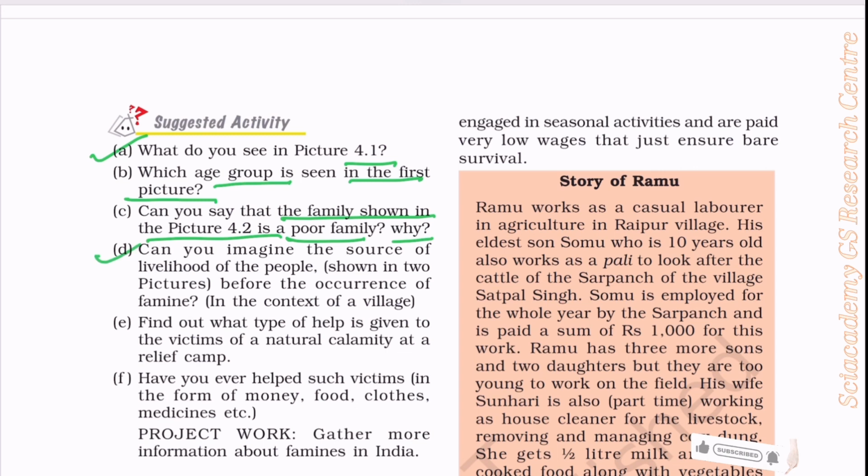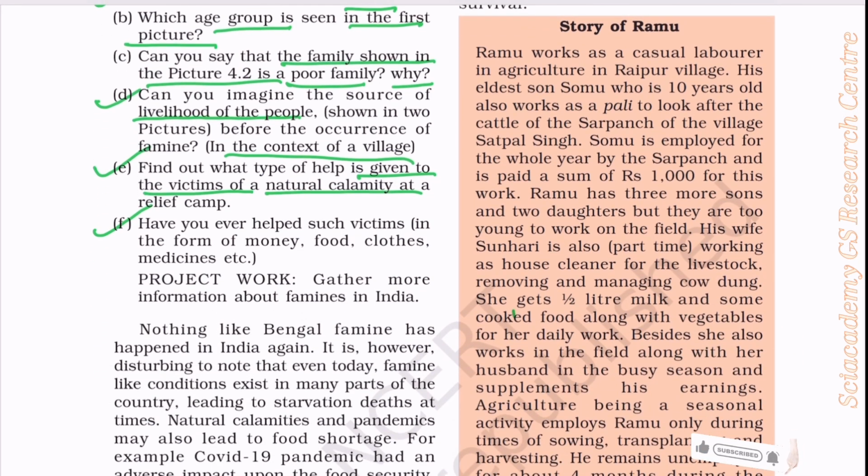Why? D. Can you imagine the source of livelihood of the people shown in the two pictures before the occurrence of famine in the context of a village? E. Find out what type of help is given to the victims of a natural calamity at a relief camp. F. Have you ever helped such victims in the form of money, food, clothes, medicines, etc.? Project work. Gather more information about famines in India.